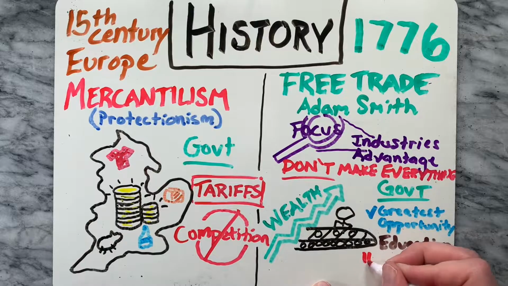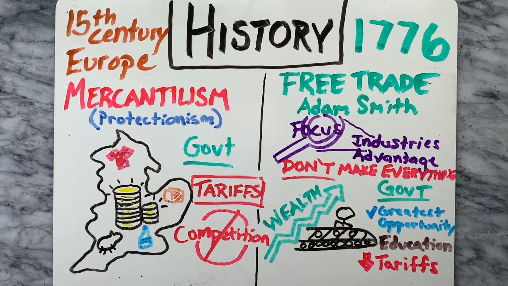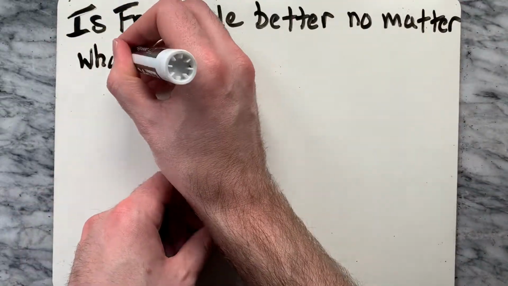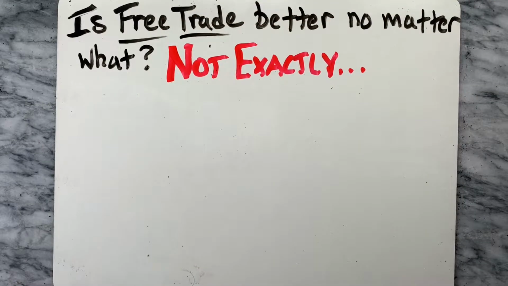The role of the government is to help identify what the country's sectors with the greatest opportunity are, assist in educating the workforce, reduce tariffs, and let the economy do its thing. So is it that simple? Free trade is better no matter what?